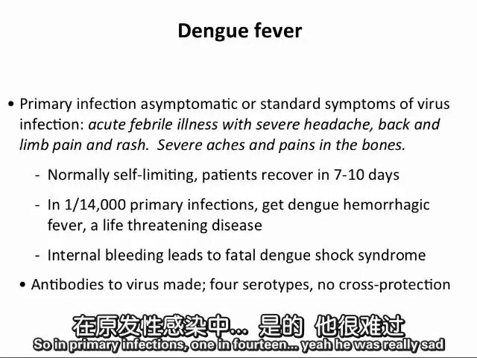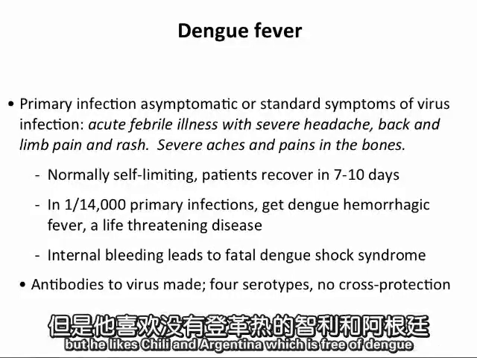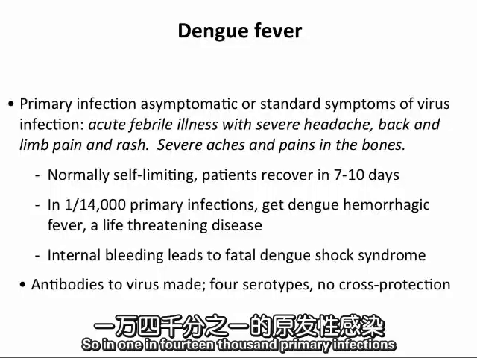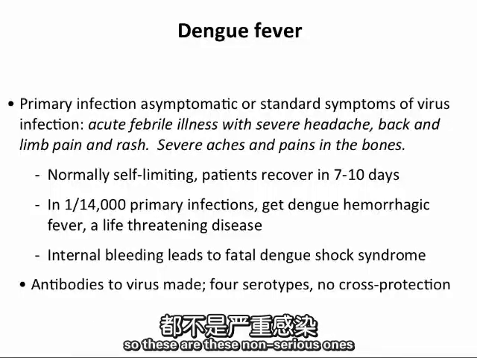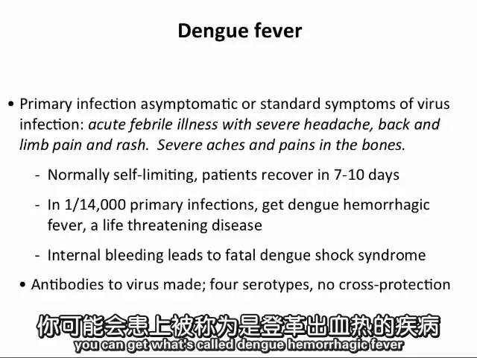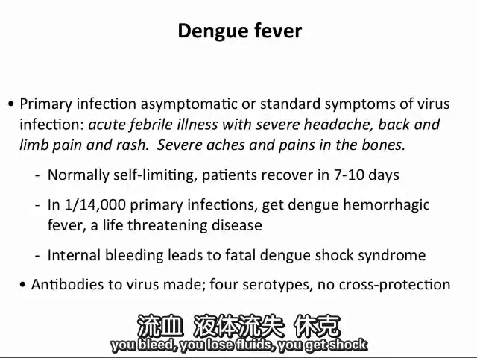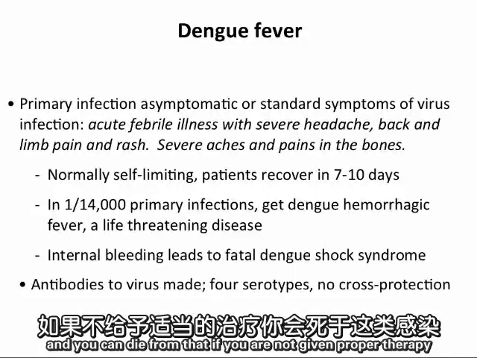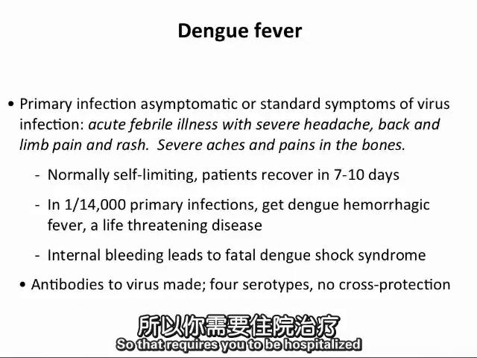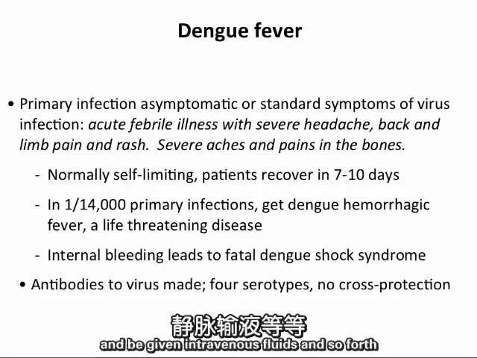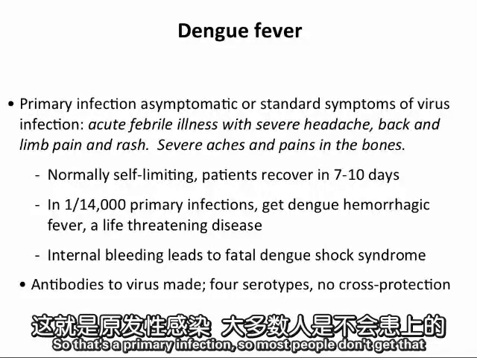And here's why. He was really sad, but he likes Chile and Argentina, which is free of dengue. So in 1 in 14,000 primary infections, so these are the non-serious ones, you can get what's called dengue hemorrhagic fever. You start to bleed, your capillaries are ruptured, you lose fluid, you get shock, and you can die from that if you're not given proper therapy. So that requires you to be hospitalized and given intravenous fluids and so forth. So that's a primary infection. Most people don't get that.